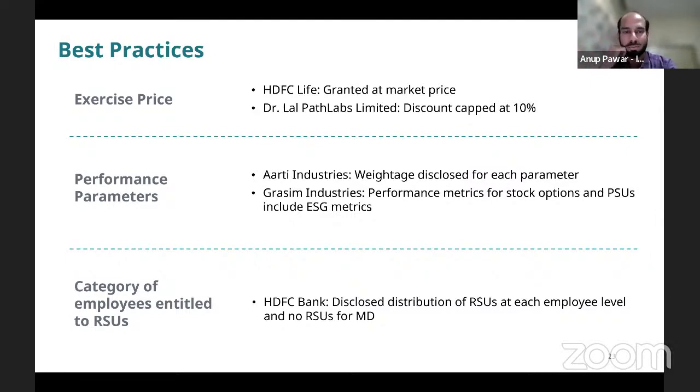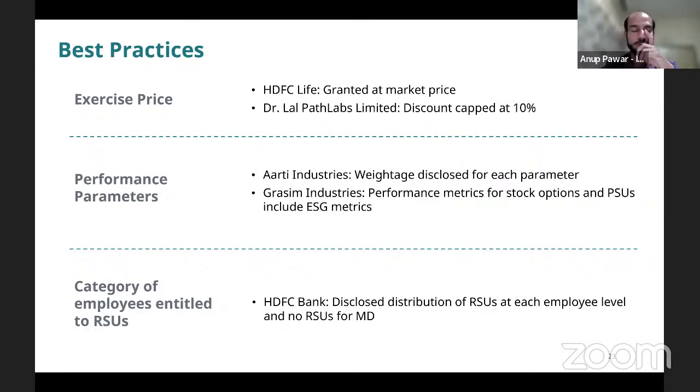We had a smaller company, Dr. Lal Path Labs, where they had said specifically that, we'll grant the ESOPs at a discount, but the discount will be not more than 10%, which means they'll not be very deeply discounted. So there is, of course, at least some alignment between investors and employees.